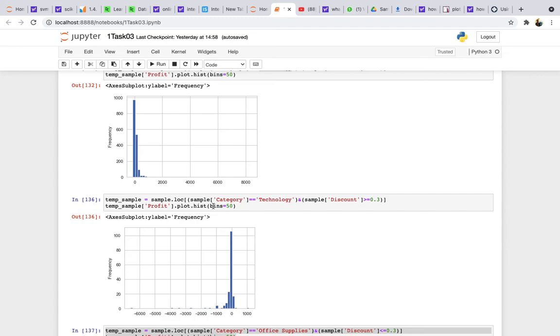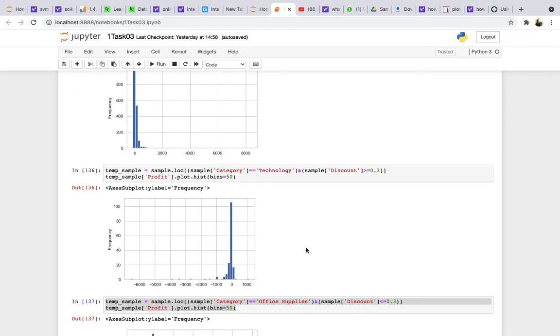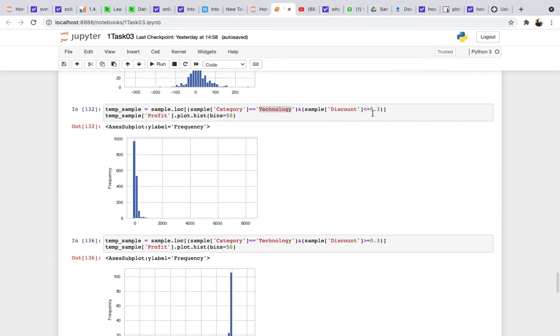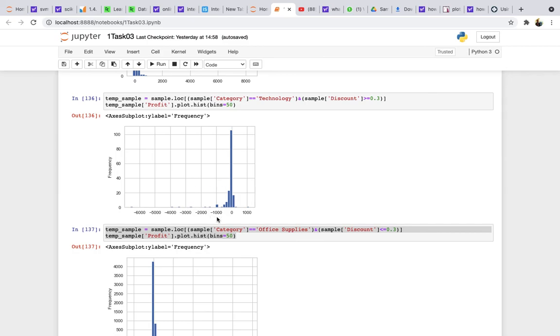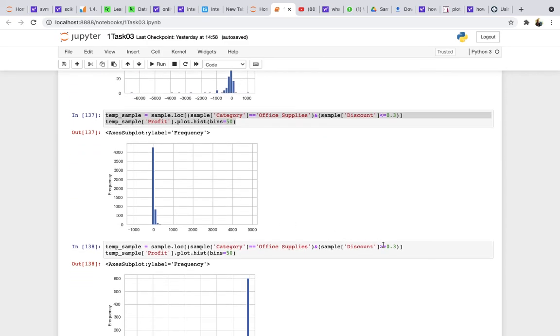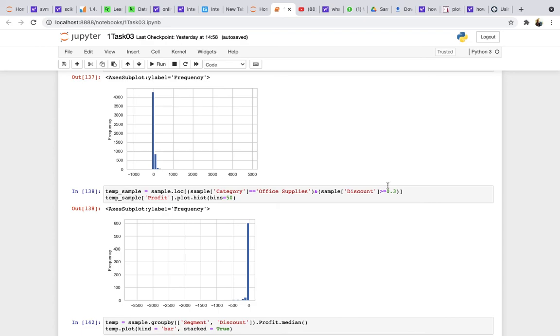On the above graph, we conclude that for all categories, technology and furniture, when the discount is less than 30% on items, sales go into profit. When the discount is greater than 30% on items, the superstore experiences a huge loss. So greater than or equal to 30% is a huge loss.